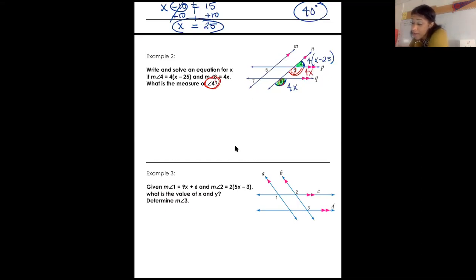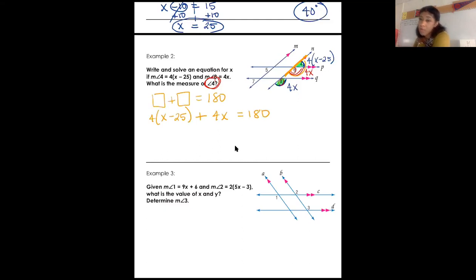Now, when you look at angle 4 and angle 6 together, they form a straight line. They are linear pairs, okay? Linear pairs equal 180. They're supplementary. So we're going to use the method with the two boxes where you add them together and make them equal to 180 degrees. So 4 parentheses x minus 25, that goes in the first box, plus 4x equals 180 degrees, okay?